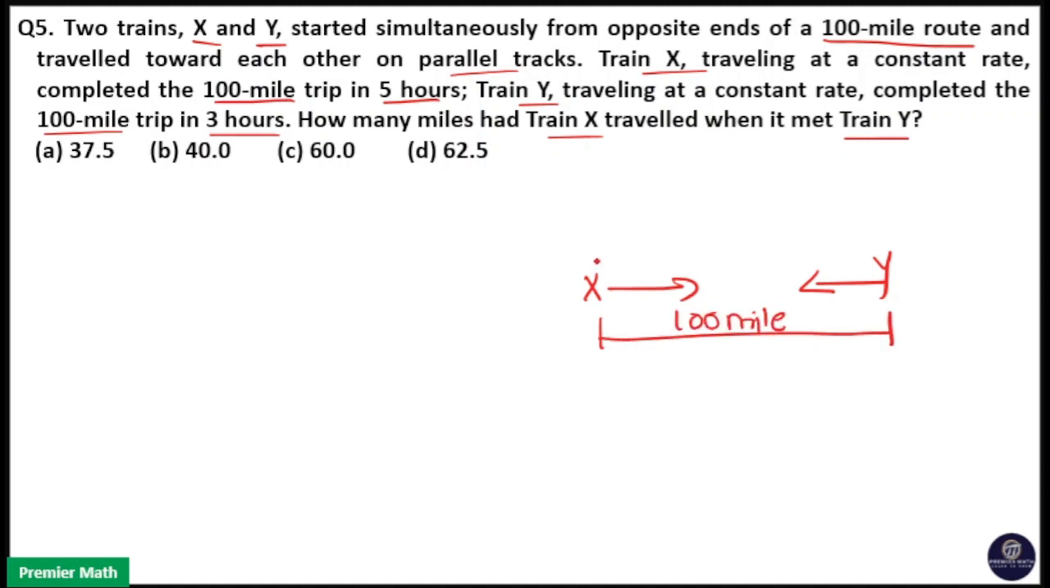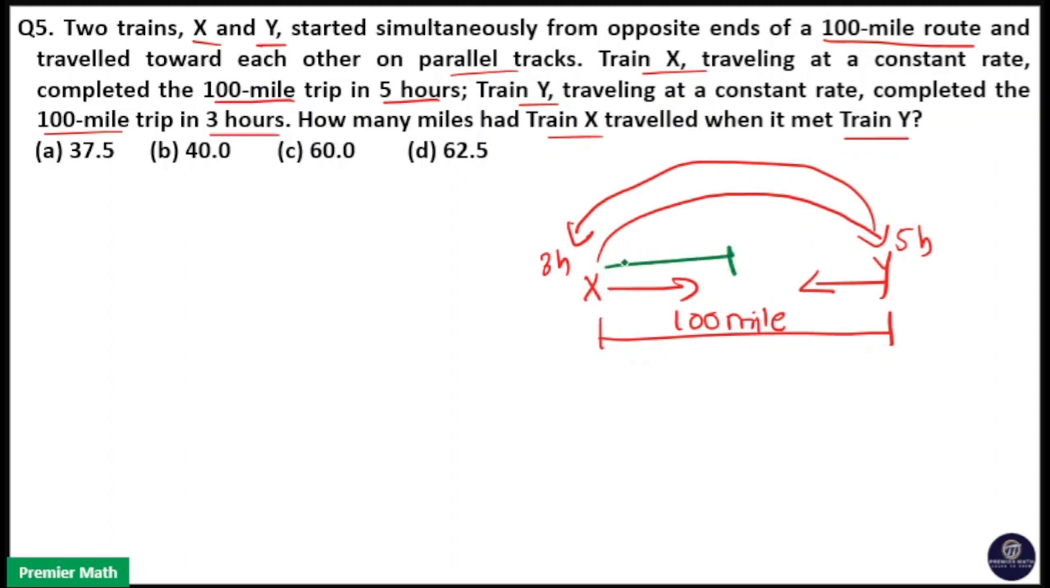Train X takes 5 hours to complete this journey, and train Y takes 3 hours to complete this journey. Here, we need to find out the distance traveled by X till the meeting point, if during the journey both the trains meet at a point. I will take the time of meet as t here. So we need to find out the distance traveled by train X till this meeting point.